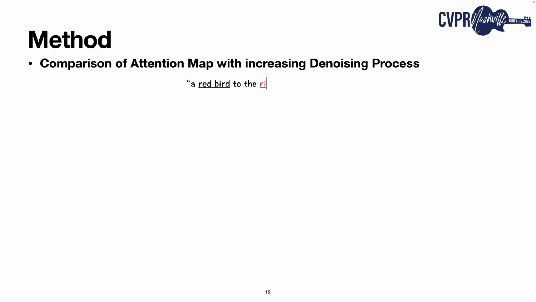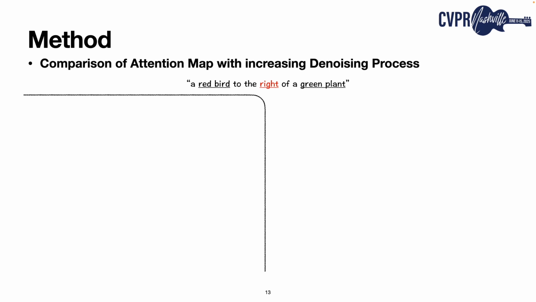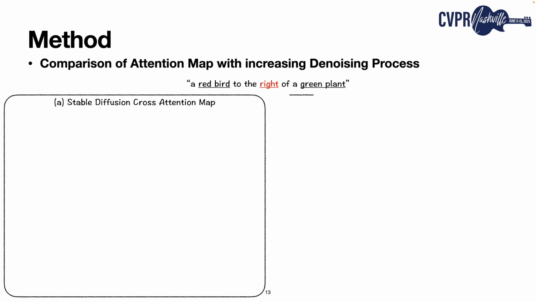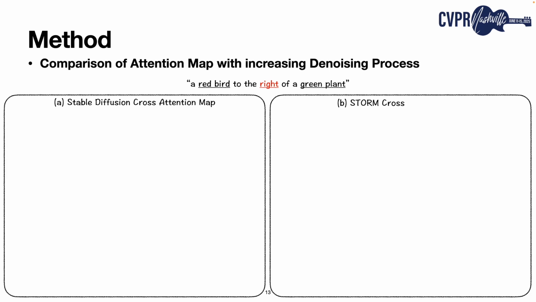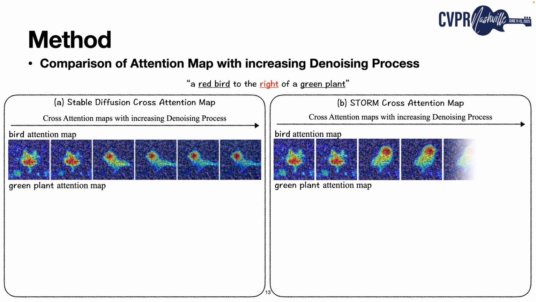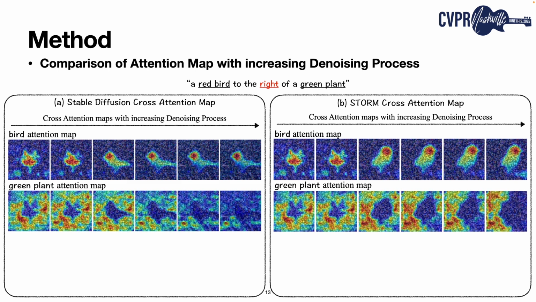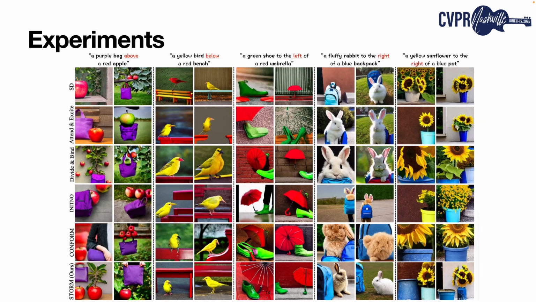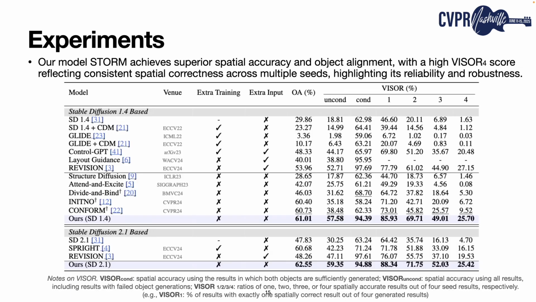For the real attention map, we compare Stable Diffusion and our cross-attention map during the denoising steps. Given the prompt, a red bird to the right of a green plant, Stable Diffusion struggles to distinctly capture the spatial relationship between the bird and the plant, while our model effectively aligns the objects according to the specified spatial cue. Here, our quantitative results demonstrate significant improvements in spatial alignment, object accuracy, and attribute consistency. We evaluate our method using VISOR, which quantifies a model's ability to accurately capture spatial relationships between objects as described in the text prompt, demonstrating reliable spatial alignment across prompts and seeds.